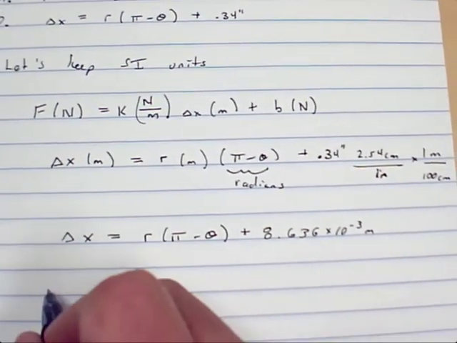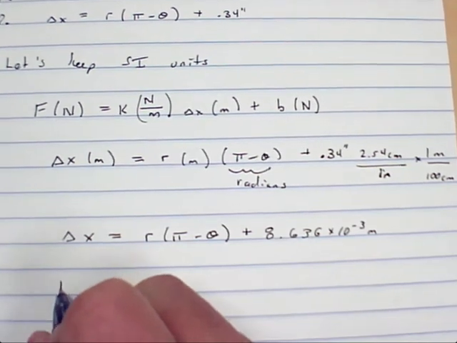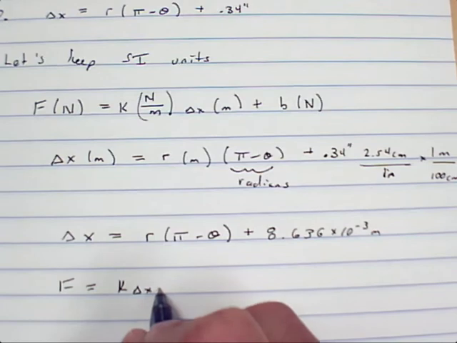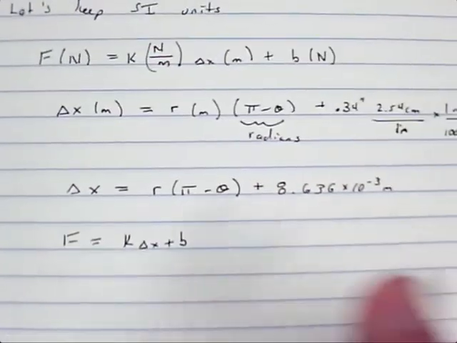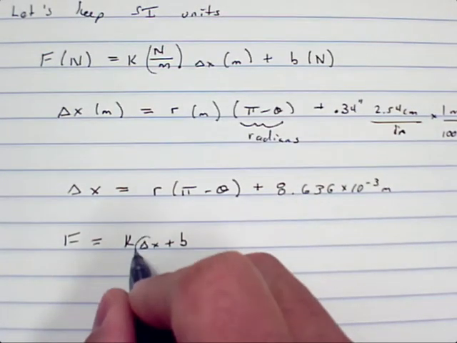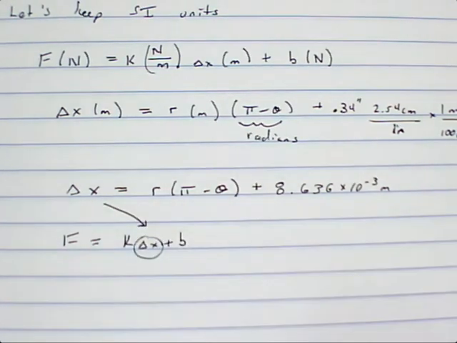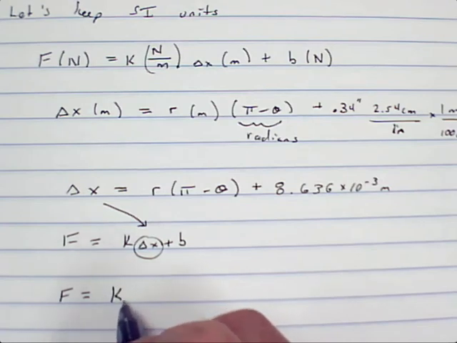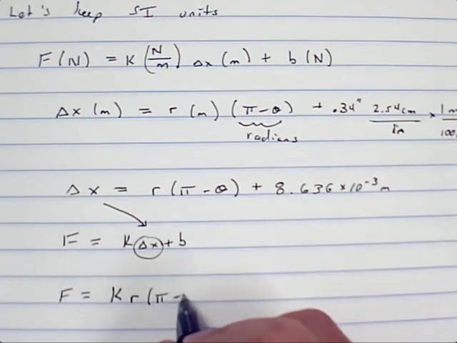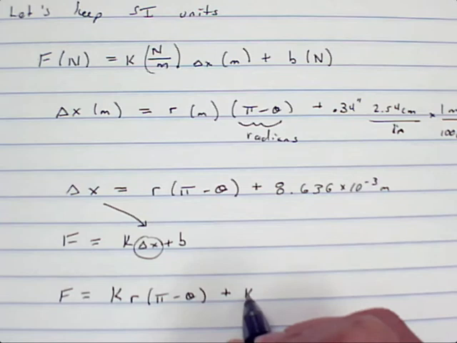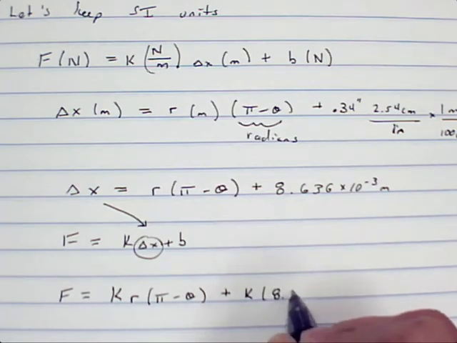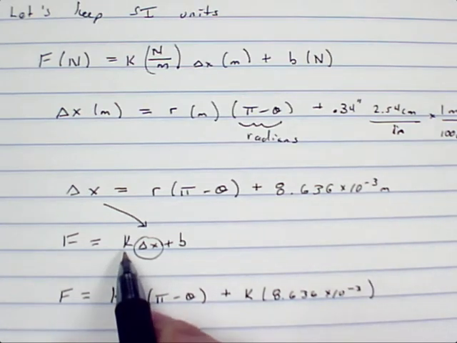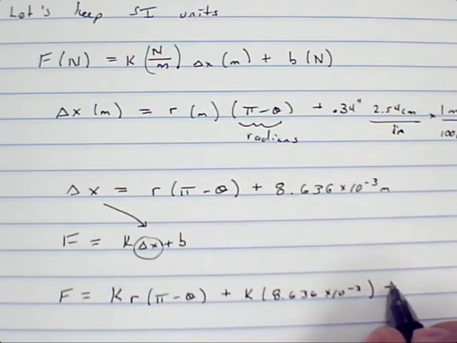So now we're going to just do some algebra here. We have F equals K delta x plus B. We're going to just substitute in for delta x. That's all we're going to do. So F equals K times R pi minus theta plus K times 8.636 times 10 to the minus third. So it's K times delta x, and I still have to add in that B.